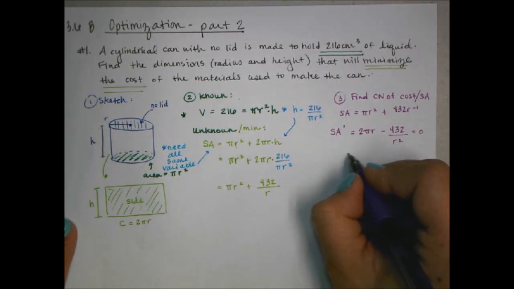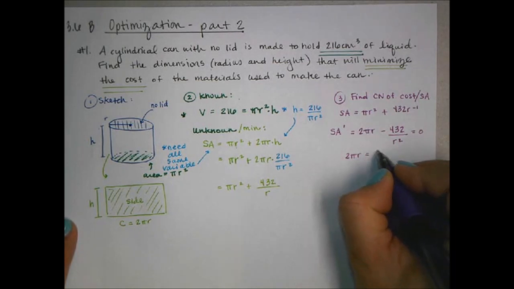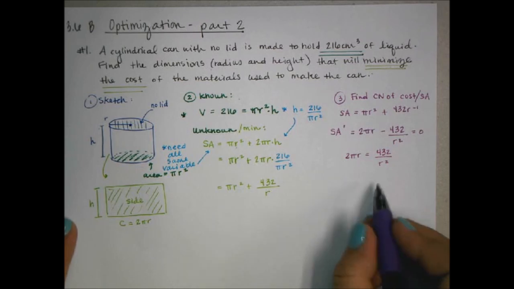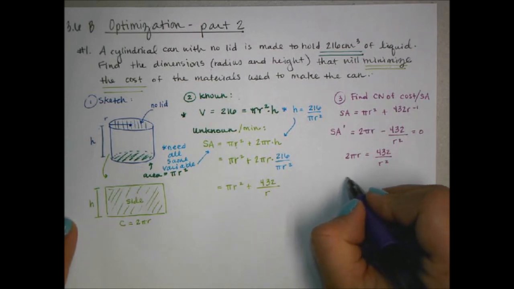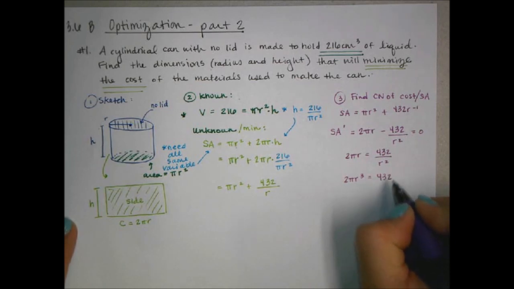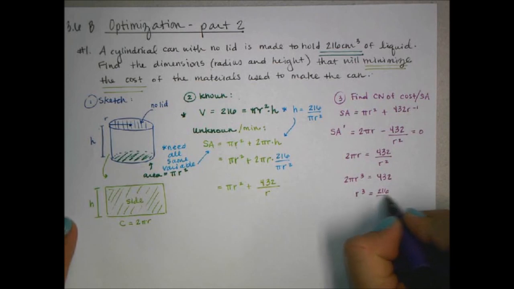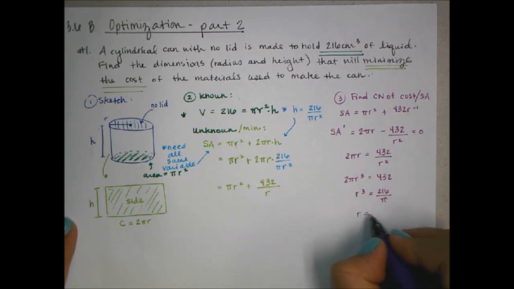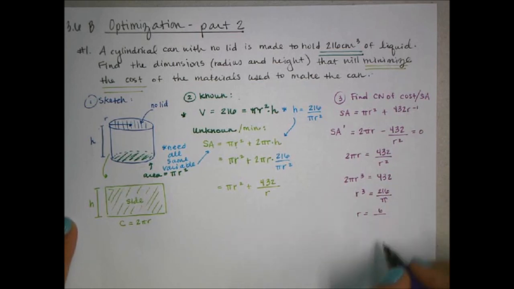So I'll add 432 over r squared to the right, multiply r squared over to the left, and we'll get r cubed is 216 divided by pi. So that would tell me that r must be the cube root of 216 over the cube root of pi. And that's measured in centimeters.